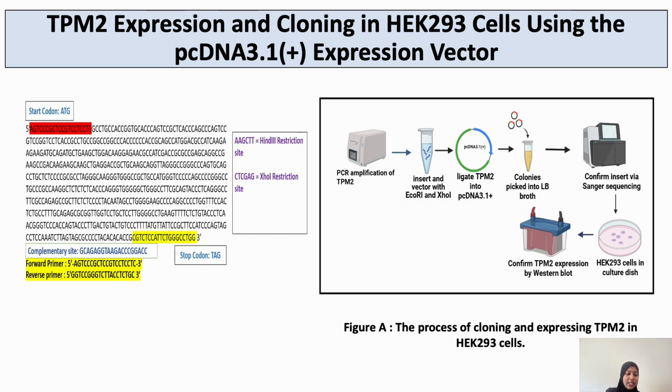For this slide, this figure shows an overview of the cloning and expression workflow. The TPM2 gene was first inserted into pcDNA 3.1 vector, then introduced into HK29 cells for expression. This setup allows the TPM2 protein to be expressed under the control of CMV promoter, which ensures strong transcription in mammalian cells.